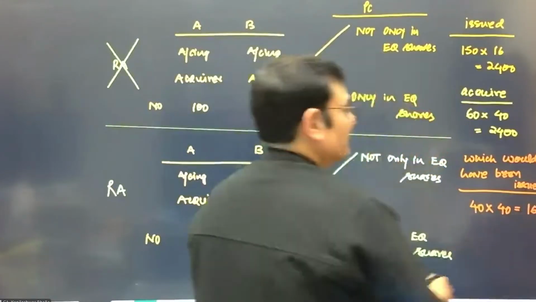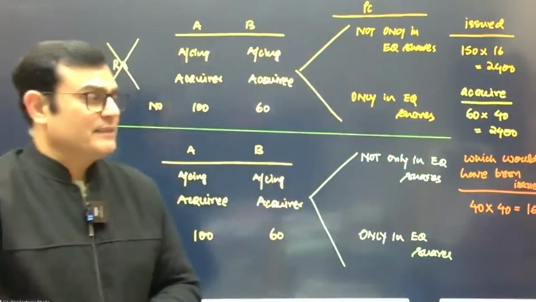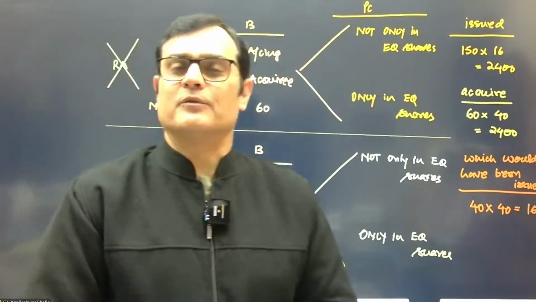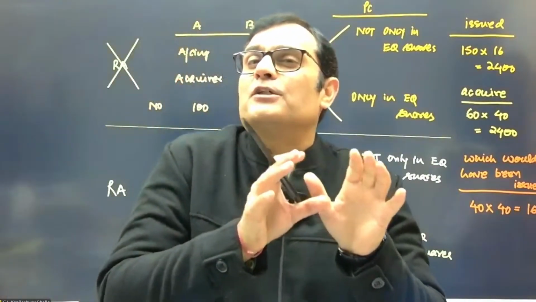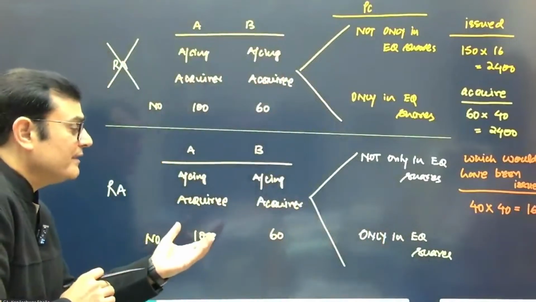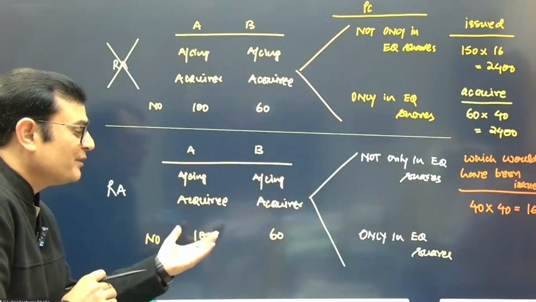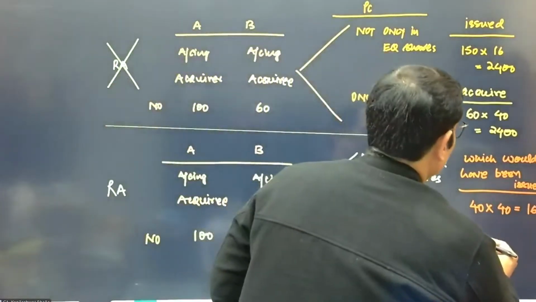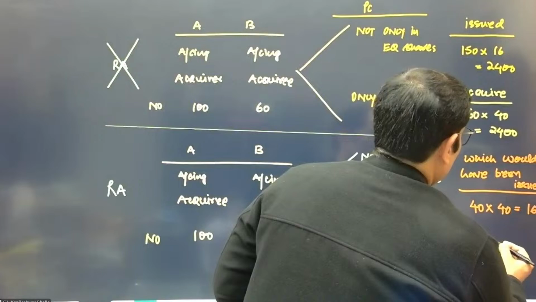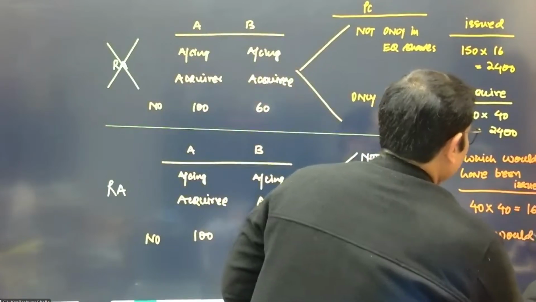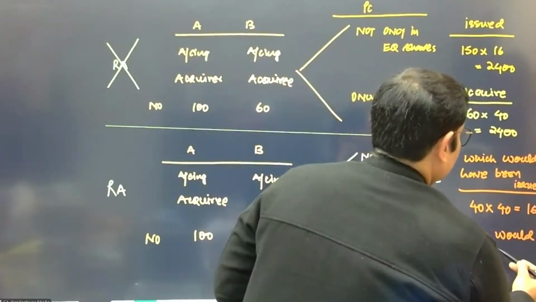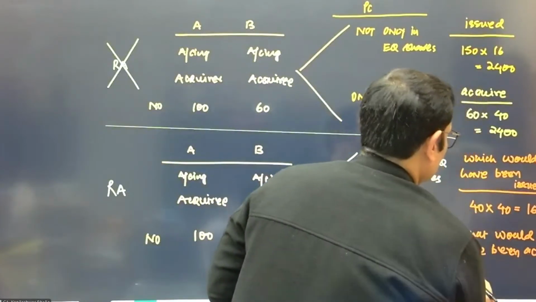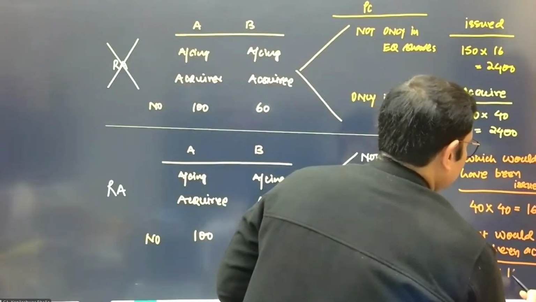That makes it 1600. And now coming to the last case, if the consideration was only in equity shares and it is a reverse acquisition, by giving these 40 shares, what would B get? Yes. That's right. It is 100 shares. So I'm putting it clear what would have been acquired in this case. He would have got control over 100 shares of A at the rate of 16.